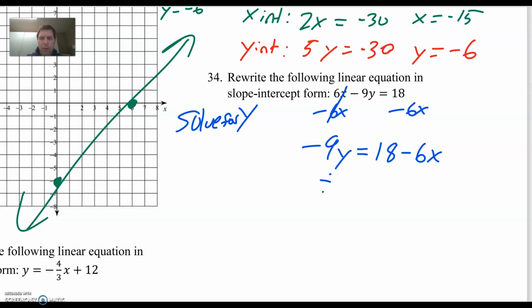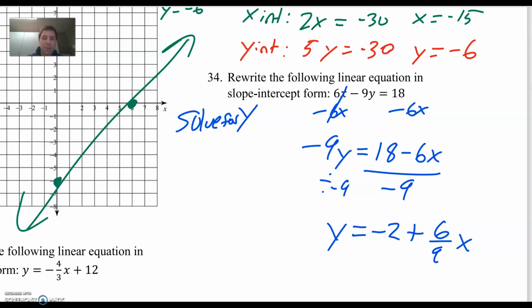And then to solve for y, I'll divide by -9, divide everything by -9, and you get y is equal to 18 divided by -9, which is -2. -6 over -9 will become positive because it's a negative divided by a negative. So that's 6 over 9x. Or if you simplified it, you can divide the top and bottom by 3. That'd be 2 over 3. And that's it.